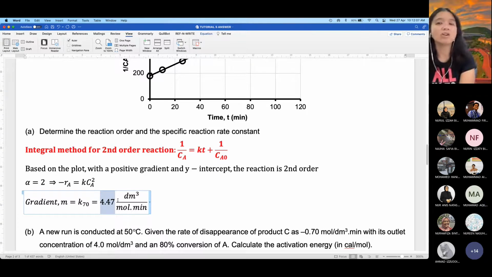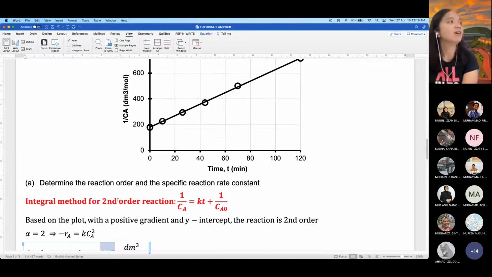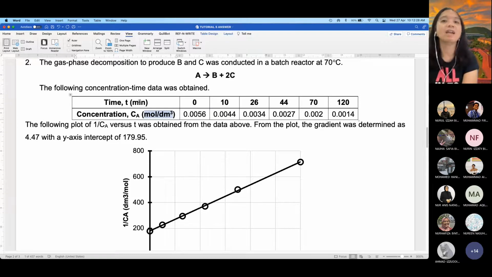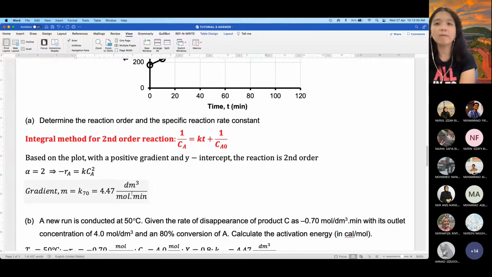This is a second order reaction. For a second order reaction, the dimension of K is 1 per concentration time. So you have to check the unit. From the experimental data, my concentration unit is mole per dm cube and my unit of time is minute. Hence, the unit of my K becomes dm cube per mole minute. Okay, why? Because it is 1 per concentration time. So we get 4.47 dm cube per mole minute.